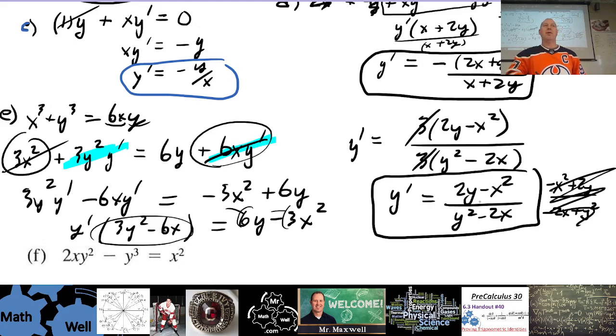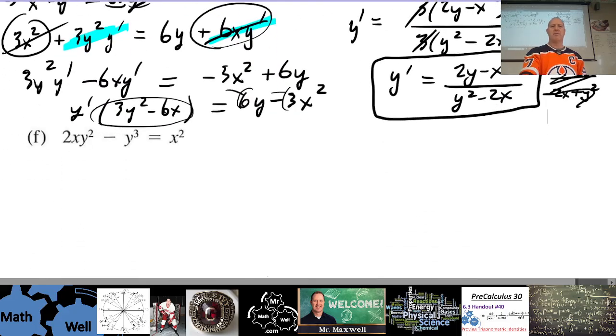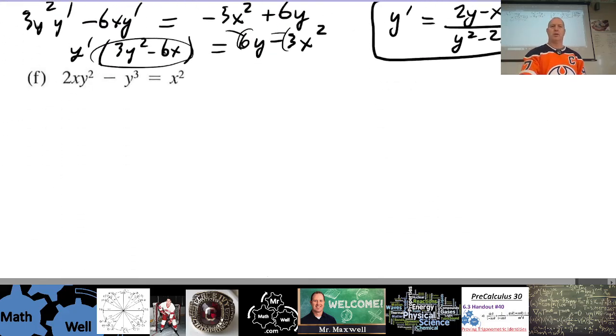Is this shaping up okay? Do you have any questions? It looks like I have, is this the F? Yeah, I have F right here, so I can do F for you as well. This one looks a little trickier maybe. It's got more y's and it's got a product rule there. So let's try and tackle this one.